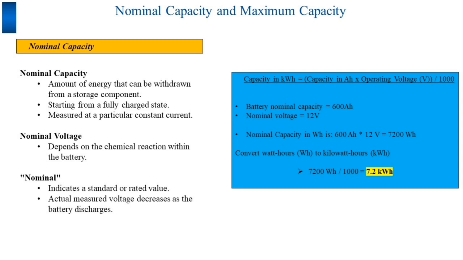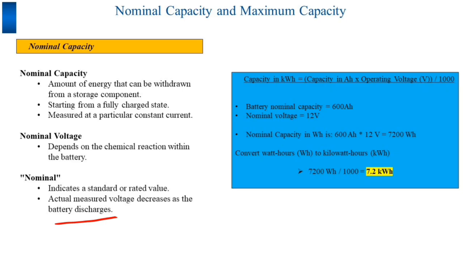So the question is, does the nominal voltage of a battery vary, or are there any differences in the voltages? So obviously, yes, the nominal voltage of a battery depends on the specific chemical reactions happening within it. However, it is important to note that the nominal voltage is just an average value, and the actual voltage of the battery will decrease as it discharges.